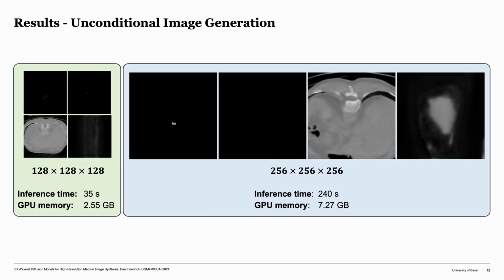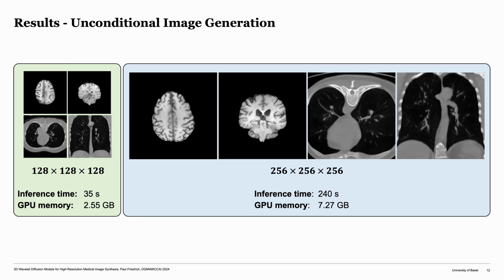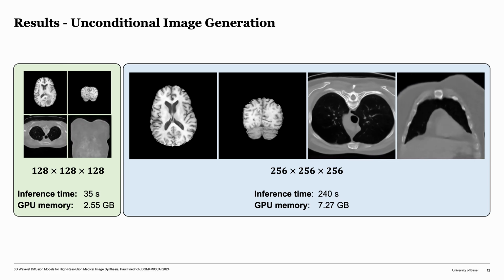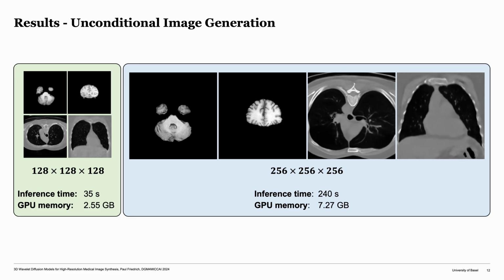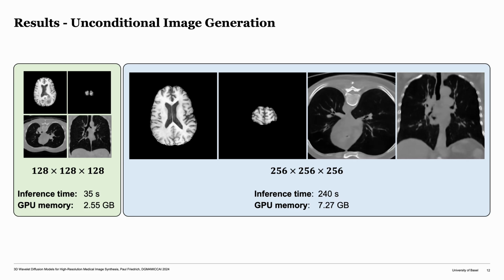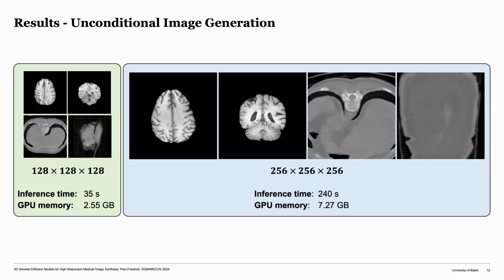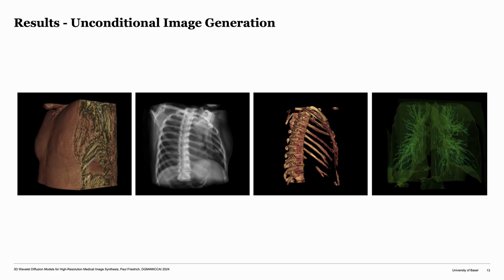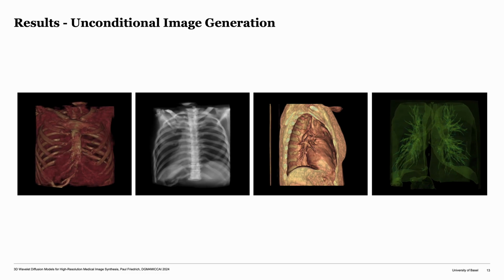Let's have a quick look into some of our results. We trained our network on 2 different publicly available datasets, a brain MR image dataset and a lung CT dataset, over 2 different resolutions, 128 cubic and 256 cubic. We found that the GPU memory required for sampling from these models was below 8 GB, and we were able to train all these models on a single 40 GB GPU. On this slide, you can see some volume renderings of the synthetic data that we generate with our model.